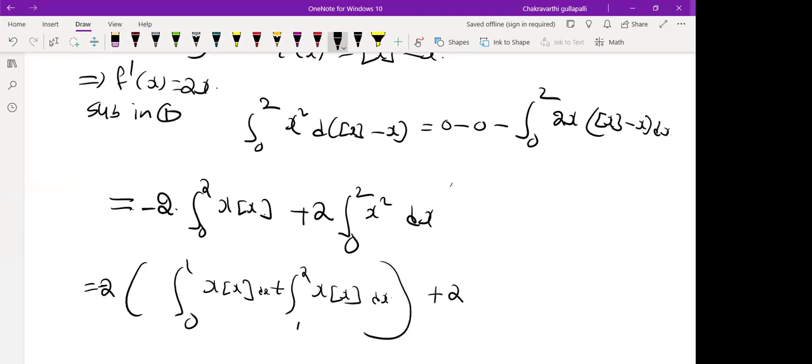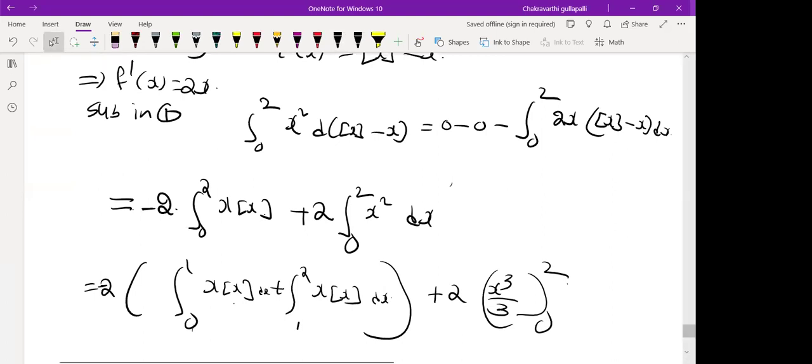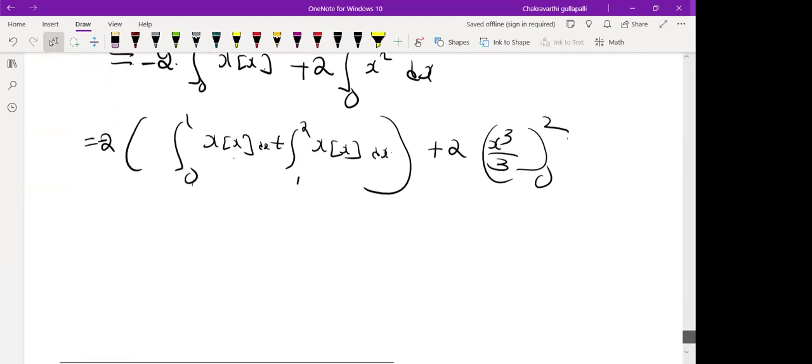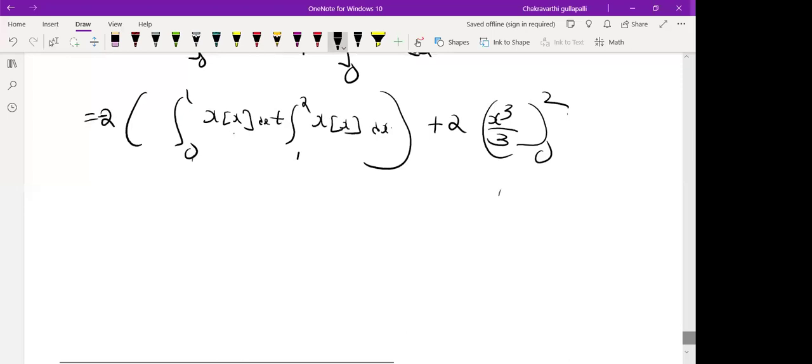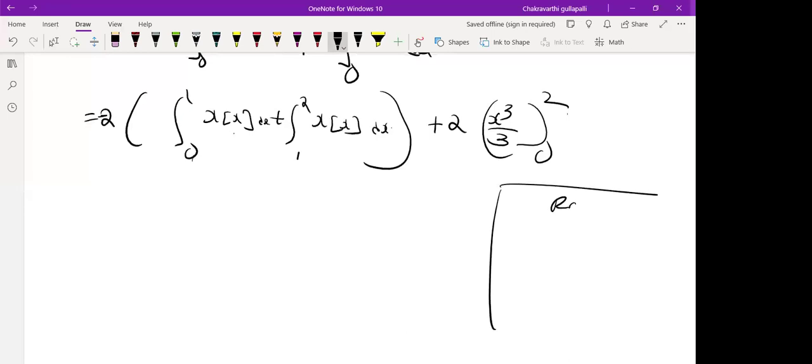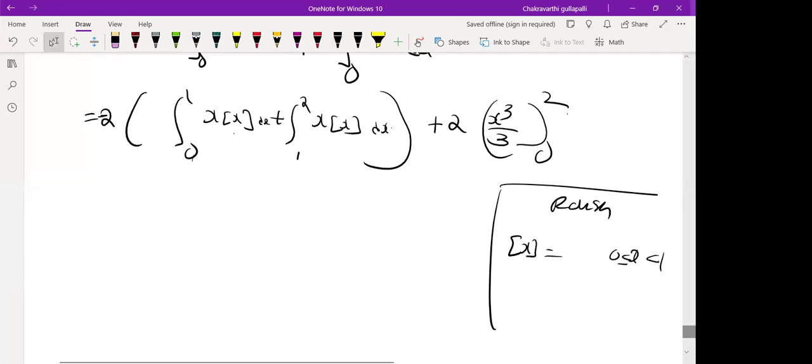Plus 2x cubed. Ordinary integration. For this, box x from 0 to 1. What is box x between 0 and 1? Box x, rough one. Box x between 0 to 1 is greater than or equal to 0, less than 1. Easy.